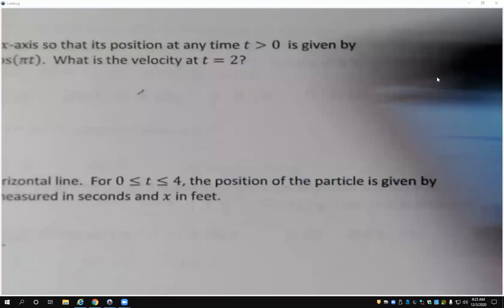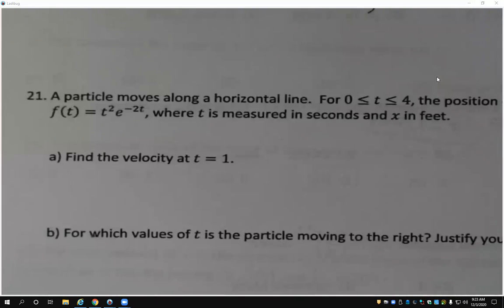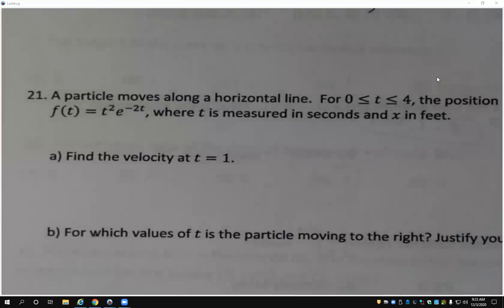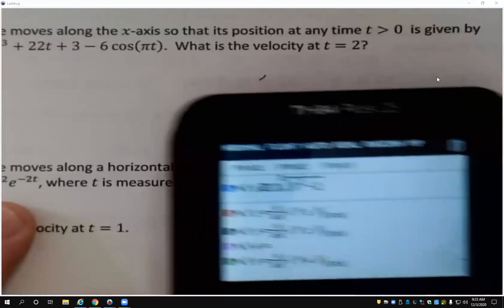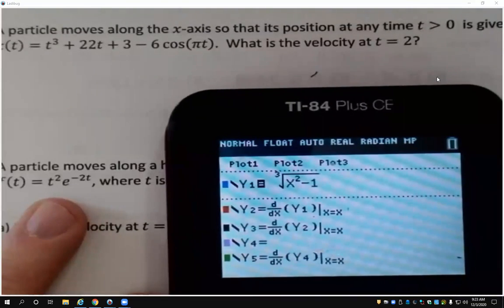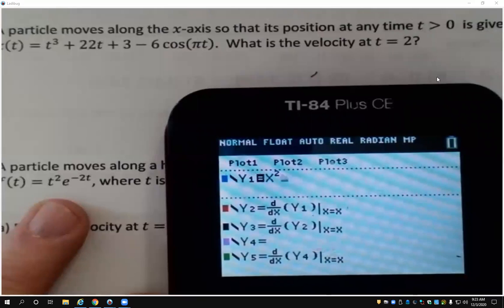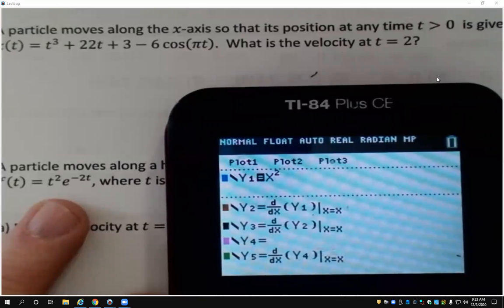All right, 21. Can you do that, please? All right, so I'm going to type that function into my y1. That function is x squared e to the negative 2x.